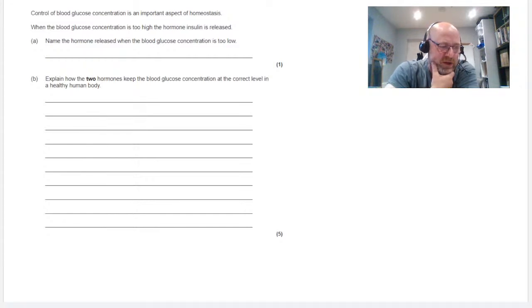So Eggmaster's got an answer. Glucagon is released, which causes the muscle cells to convert glycogen to glucose. Awesome. And that increases the blood glucose level. That would be 3 marks. And now you need to deal with insulin. So well done, Eggmaster there.